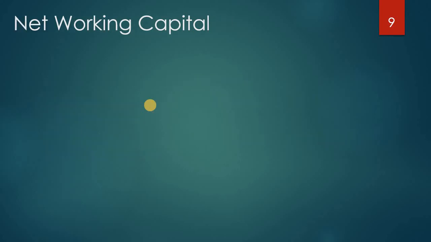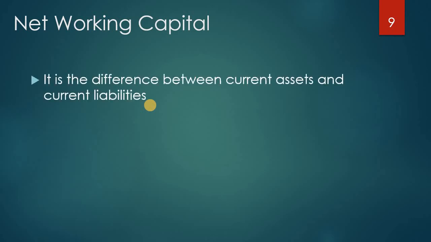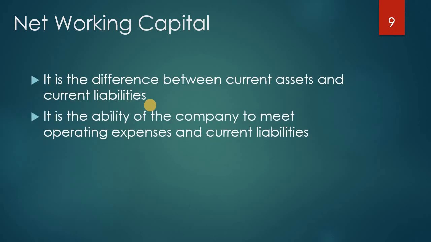Now let us go to the net working capital. When you deduct the current liabilities from the current assets, then you get the net working capital. So it is the difference between current assets and current liabilities. It is the ability of the company to meet the operating expenses and current liabilities. That means the company is completely able; even after meeting so many expenses, they have excess capital. So that is net working capital.